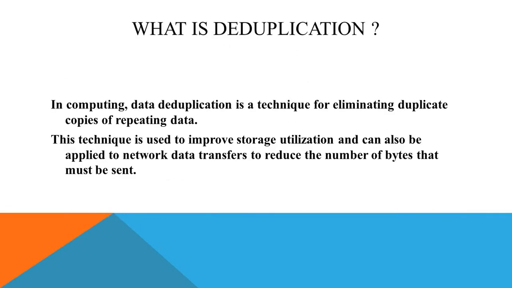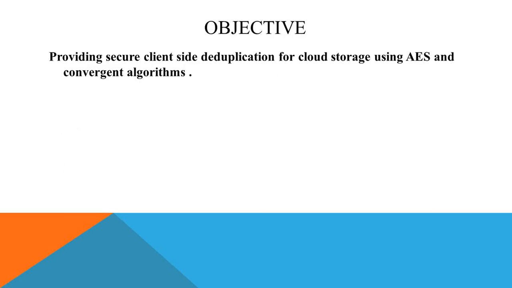What is deduplication? In computing, deduplication is a technique of eliminating duplicate copies of repeated data. This technique is used to improve storage utilization and can also be applied to network data transfers to reduce the number of bytes that must be sent. The main objective of our project is providing secure client-side deduplication for cloud storage using AES and convergent algorithms.